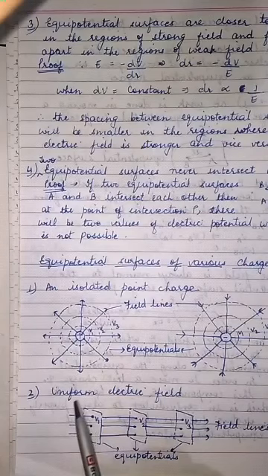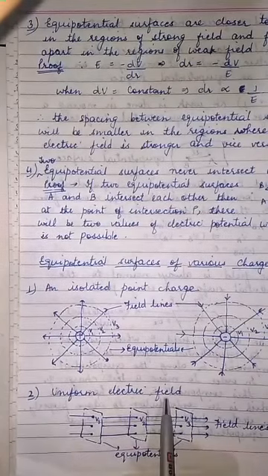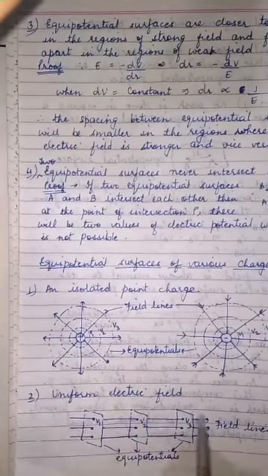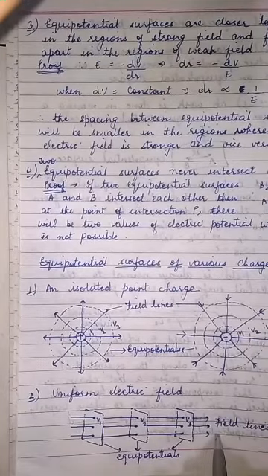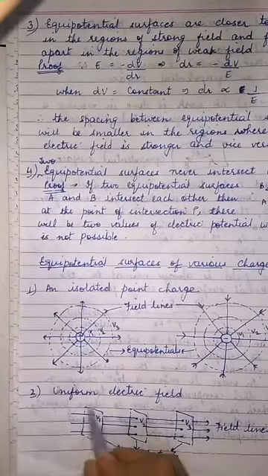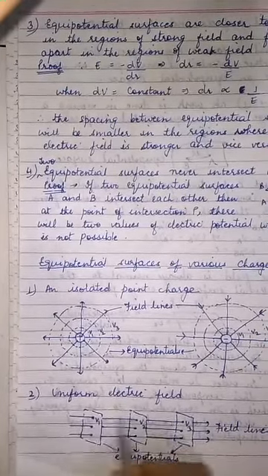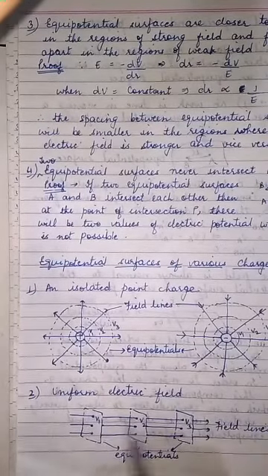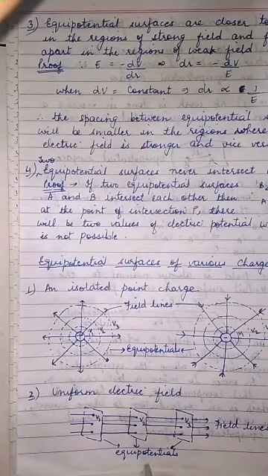The second charge system is a uniform electric field. Now consider there is a uniform electric field. If we draw a surface perpendicular to these lines, these surfaces are equipotential surfaces.